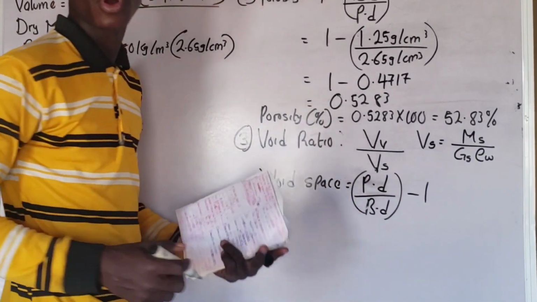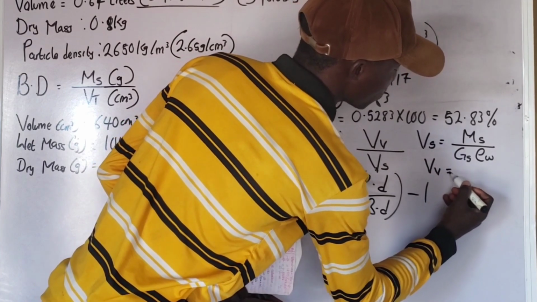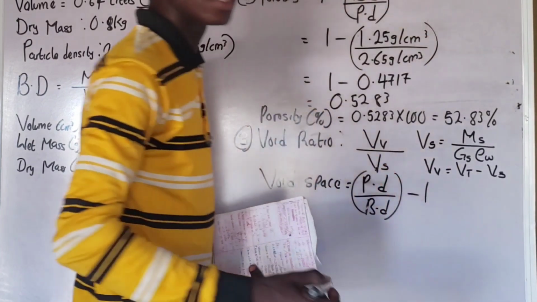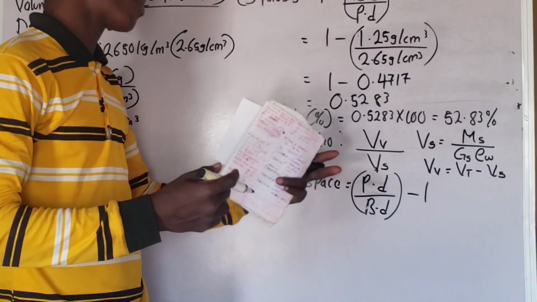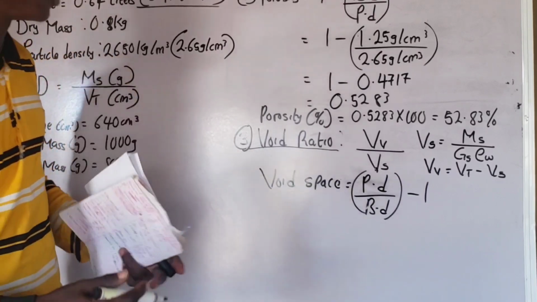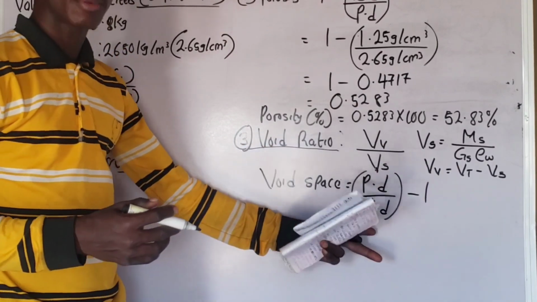Now, how do we determine the volume of the void? The volume of the void is equal to the total volume minus the volume of the solid. You understand? So don't worry, I'm going to do more classes on this particular one, void ratio. I'm going to teach you how to use this formula. But here, we are going to use this formula to determine the void ratio.